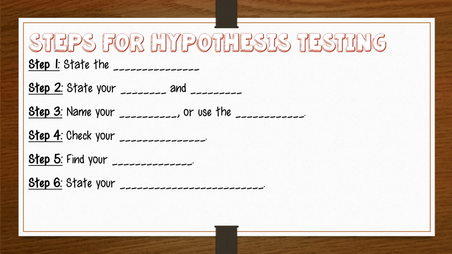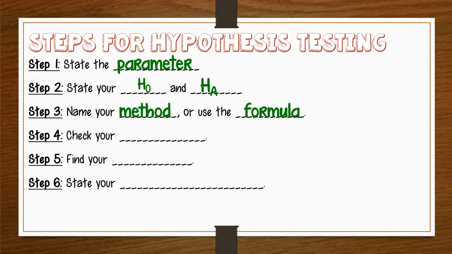Steps for hypothesis testing. I usually use these 6 because I think it breaks it down really well. State that parameter. Are you estimating the true proportion of coins that land on heads, the true average gas mileage for a vehicle, anything along those lines. Go ahead and state your null and your alternative. Make sure to use parameter notation, no sample statistics. You can either name your method or use the formula. I like to do both because I think it makes things a little bit clearer, but you're more than welcome to pick one over the other.